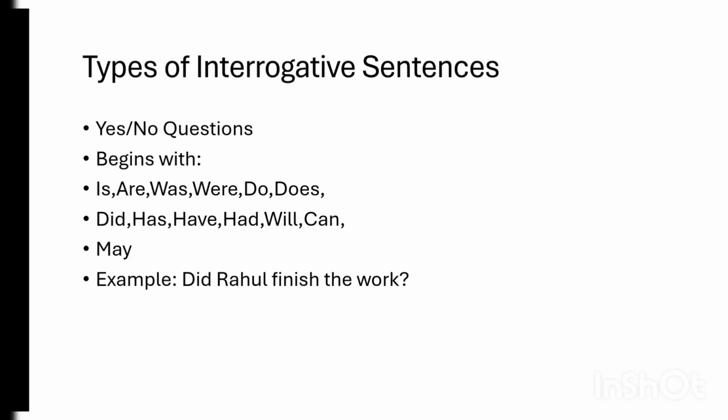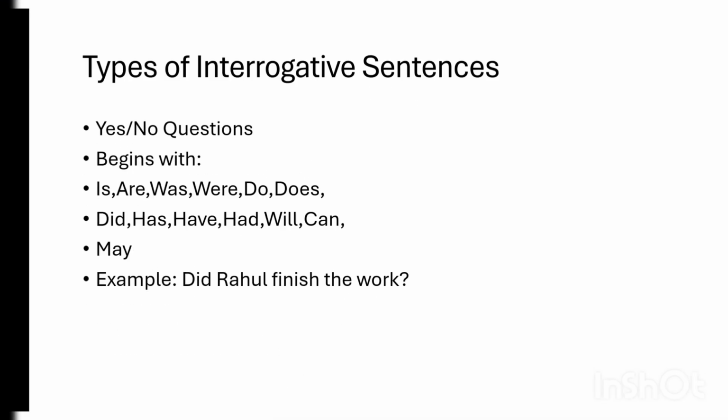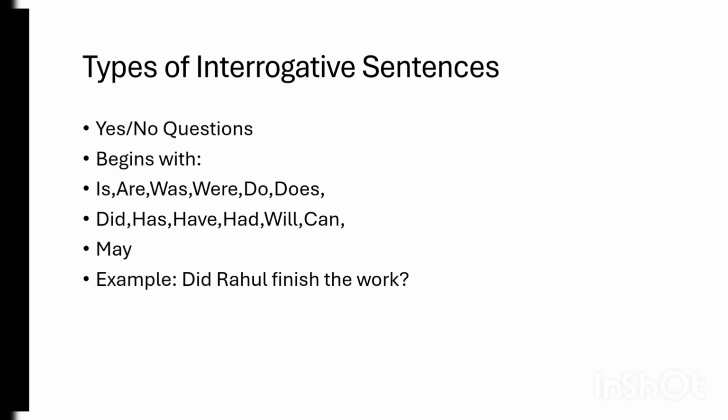Then we will go to the types of interrogative sentences. As I told you, yes-no questions begin with is, are, was, were, do, does, did, has, have, had, will, can, may. So these are close-ended questions which are answered only with yes or no. Did Rahul finish the work? You will either answer yes or no. You don't have to describe in detail.